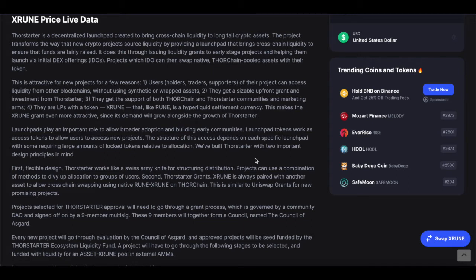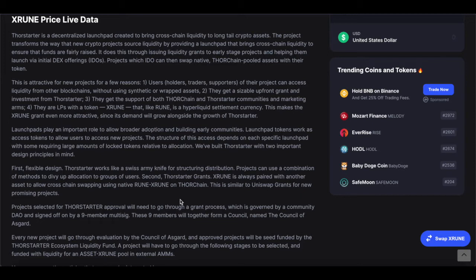Launchpad tokens work as an access token to allow users to access new projects. The structure of this access depends on each specific launchpad, with some requiring large amounts of locked tokens relative to allocation. The build of Thorstarter was actually done with two design principles in mind. First, flexible design. Now that's important in itself. Projects can use a combination of methods to divvy up allocations to groups of users.